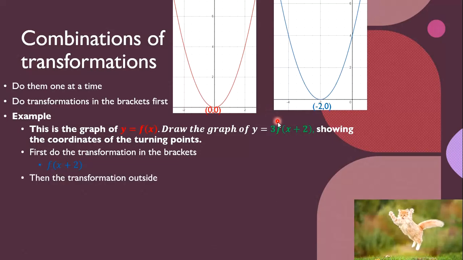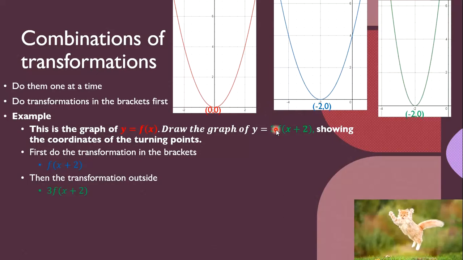Then you're going to do transformations outside the brackets, so the 3 over f of x plus 2, and you can see that that has squashed it horizontally. So the turning point, you can see how we worked it out when we moved it across. We moved the turning point across, and in terms of the squashing, it doesn't actually affect the turning point.